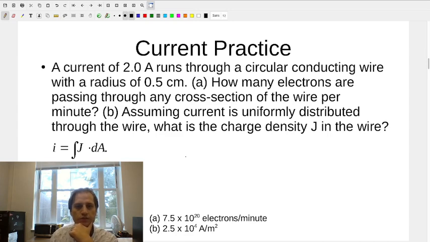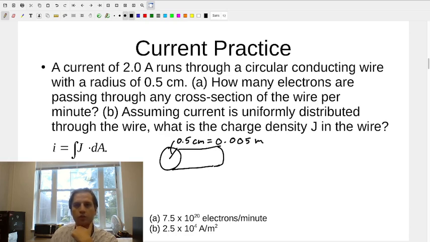So just to sort of drive this idea home, let's consider what happens if we have a current of 2 amps running through a circular conducting wire with a radius of 0.5 centimeters. Okay, so there's our 0.5 centimeters, which is 0.005 meters, and it's some sort of a wire, a circular wire. Part A asks, how many electrons are passing through any cross-section of the wire per minute?